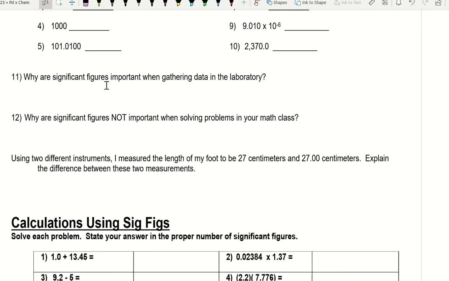Why are significant figures important in a laboratory? These are the good questions now. I like this. Because when you're measuring things, which is what you do in labs, you measure volumes and all sorts of things, it helps you have a proper level of accuracy.